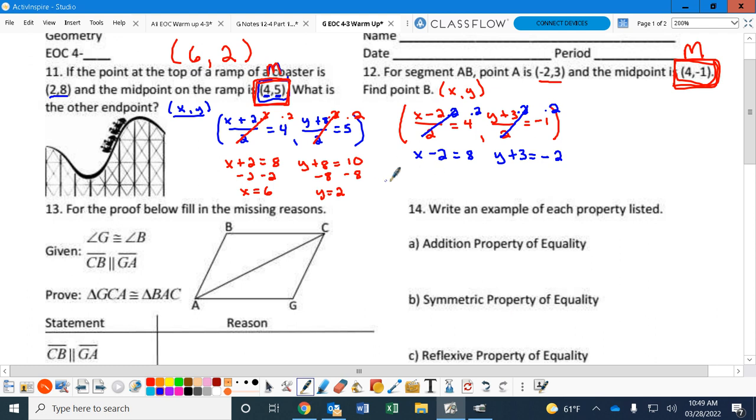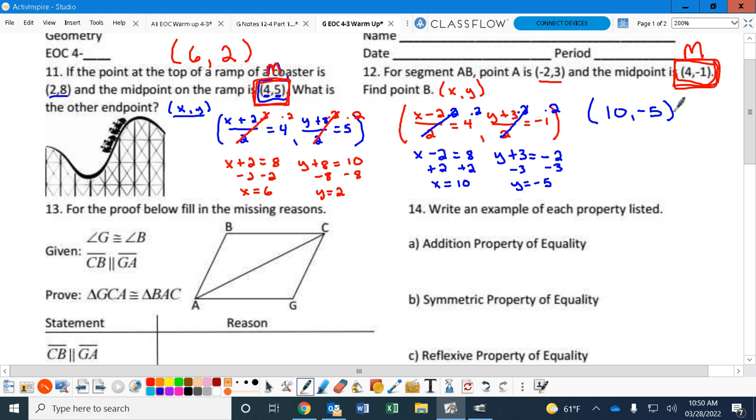I'm going to solve each one of these by doing plus 2, x equals 10. Minus 3, y equals negative 5. Yes, I should make sure my arithmetic's right. So my ordered pair would be 10, negative 5. What is that, 10, negative 5? It's the other what? Endpoint. It's the other endpoint. Nice. Nicely done.